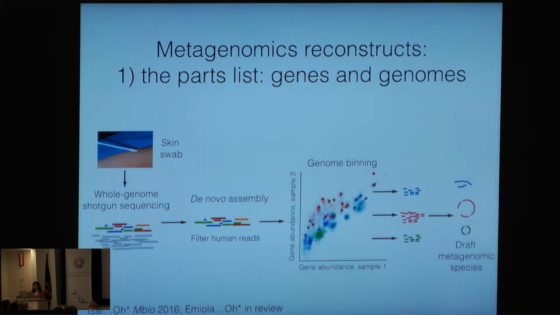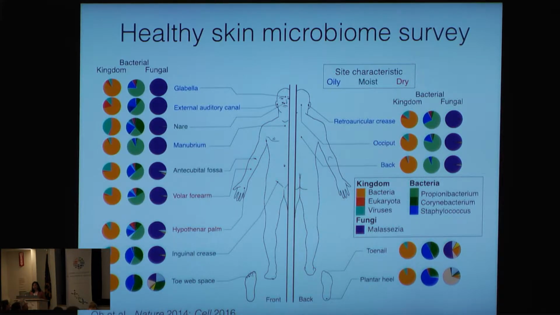We make a bulk sequencing sample, then sequence it very deeply, and then use different computational approaches to reconstruct draft metagenomes that in essence represent the different species, the original species in the skin microbiome, and in essence creating a kind of a high resolution parts list of the genes and the genomes in the skin microbiome. And so with this kind of data, then what we can do is we can create these very high-resolution compositional maps of the skin microbiome at many different skin sites.